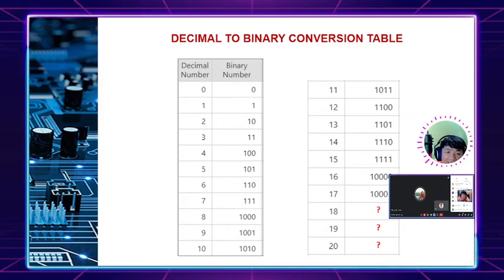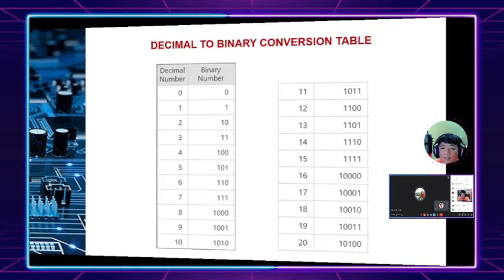So, ganyan ang decimal to binary conversion table. So, 10010 pagdating sa 18 and 10011 for 19. Okay. And last is 10100. So, that's how you convert from decimal to binary conversion table. Okay.